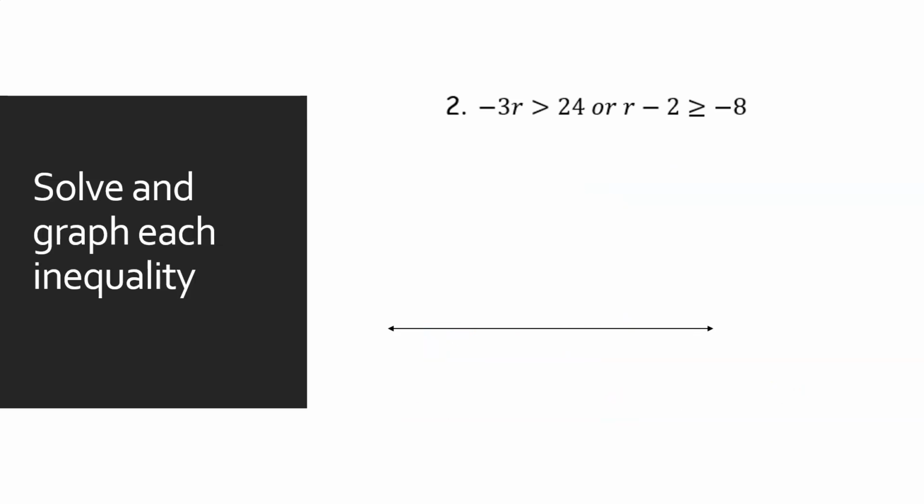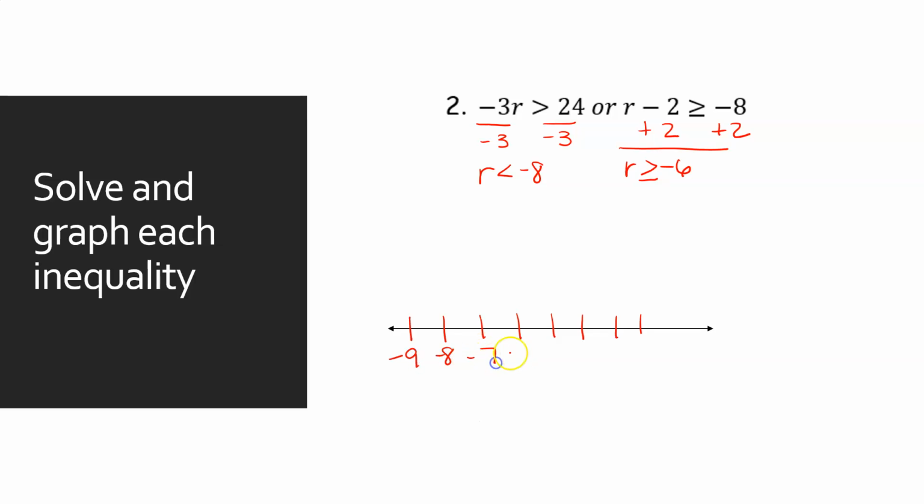The next one, this is an or. So let's solve these. I'm going to divide by negative 3. Remember, if you divide by a negative, you got to flip the sign. So I'm going to graph it. Oops, this isn't equal to. So I have negative 9, negative 8, negative 7, negative 6. As usual, went too far.